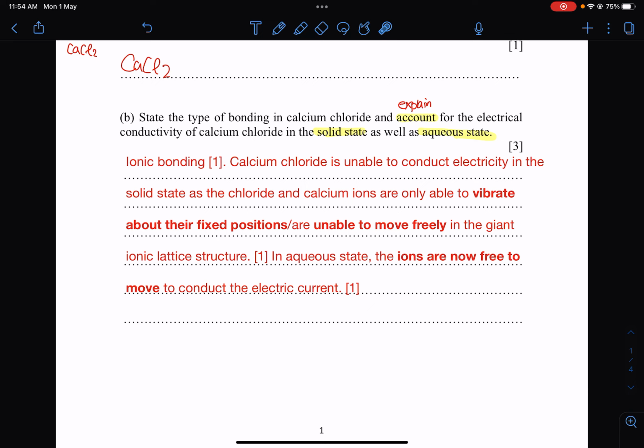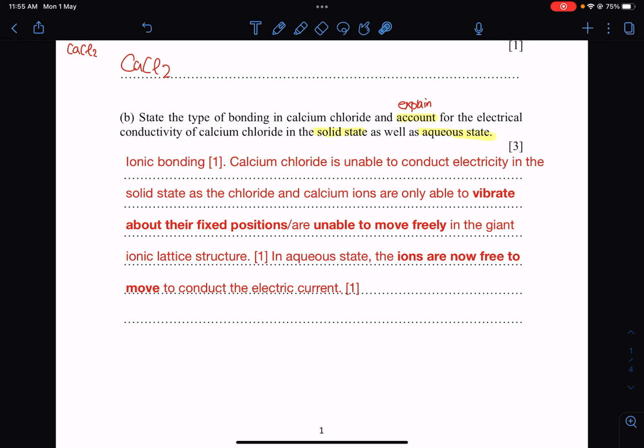Just focus on whatever is involved. In this case, because there are ions present, just answer to the ions portion, that the ions are unable to move. In the aqueous state, why are they now able? You can just state that they are now able to move freely. There's no need to explain because the explanation was not taught to you, it is not included in the syllabus. But you should know that in a solid state, they are vibrating about their fixed positions.